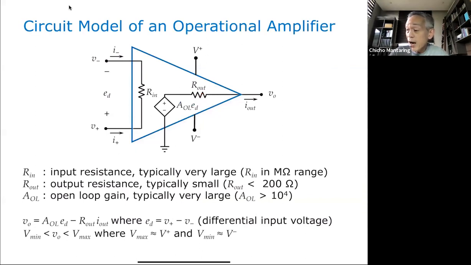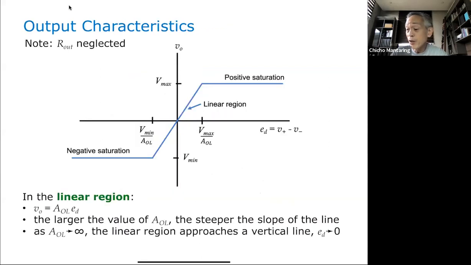If I neglect R out, this is going to cancel out, and so my output voltage is just AOL E sub D. So that's what I'm showing here. V sub O is equal to AOL E sub D. And that is the plot of this line. If you take a look at this line, this is actually V sub O equal to AOL multiplied by your differential input voltage.